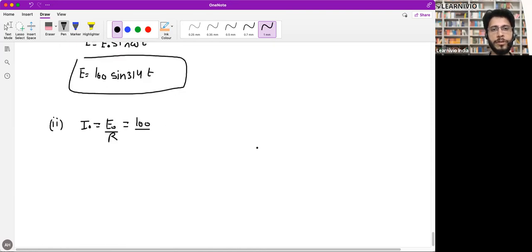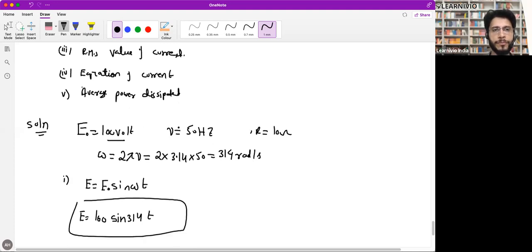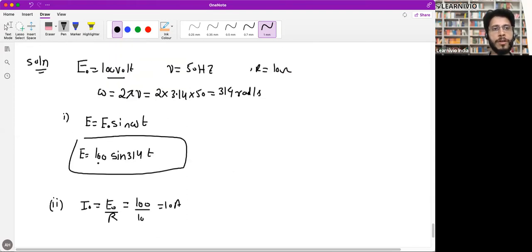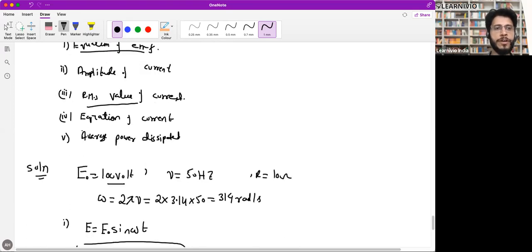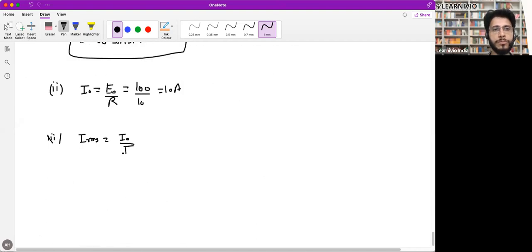Resistance is also given. Resistance is 10 ohm. So 100 by 10, which is 10 ampere. Third one, after current, you have the RMS value of current. See, RMS value of current is peak value of current divided by root 2. So it's 10 divided by √2 ampere is the RMS value of current.